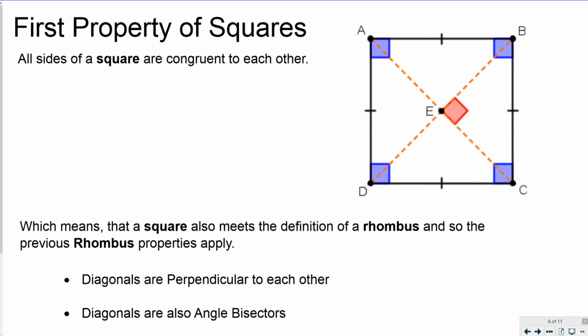That's it for rectangles. First property of squares is that all the sides of a square are congruent to one another. So that means that a square also meets the definition of a rhombus, so the previous rhombus properties apply, in that the diagonals are perpendicular to each other.